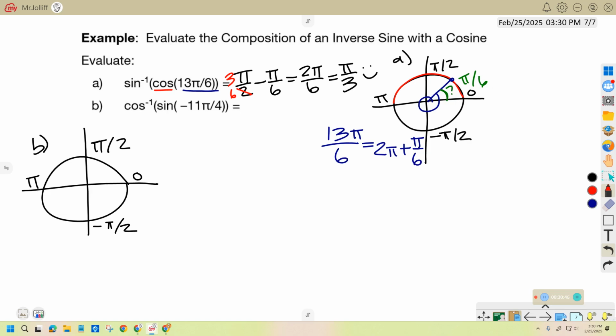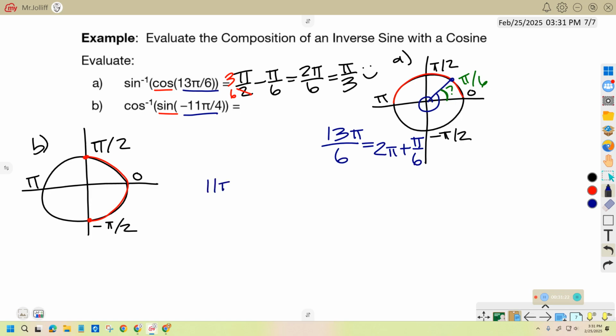What are my domain boundaries for sine? Very good. Quadrant 4 to quadrant 1. Perfect. That's my red zone. I need to figure out where negative 11 pi over 4 lands, and I'm going to do the same process. 11 pi over 4 is bigger than 2 pi, because 2 pi would be 8 pi over 4. So I'm going to reduce this to something I can do in my head.